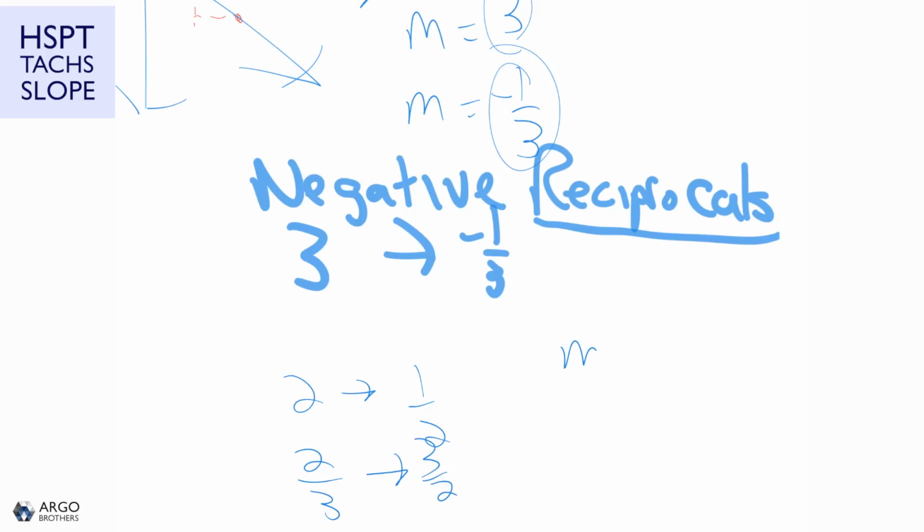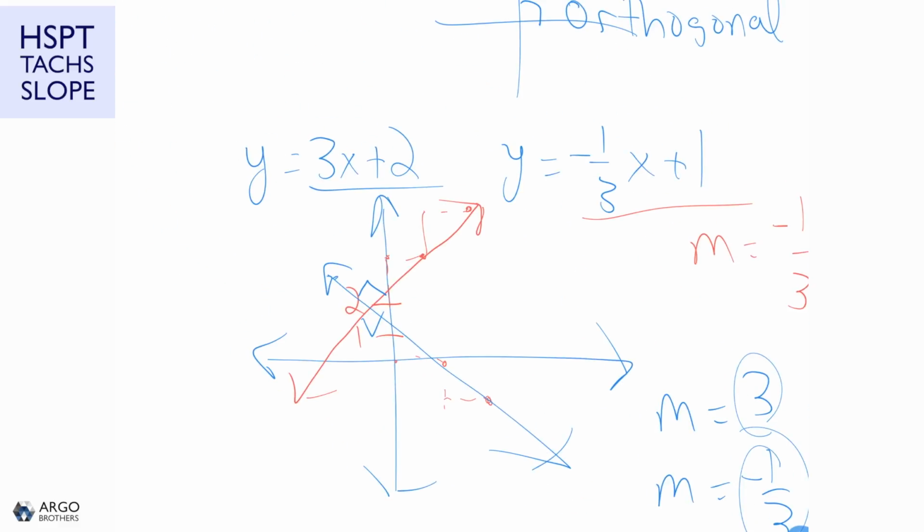So if we have an m of 1/2, then a slope of a line that is perpendicular will have a slope of -2, or -2/1. You see that? And so these two lines have slopes that are negative reciprocals of each other, 3 and -1/3. So you know that when you graph them, they're going to be perpendicular. And they're going to have this right angle.